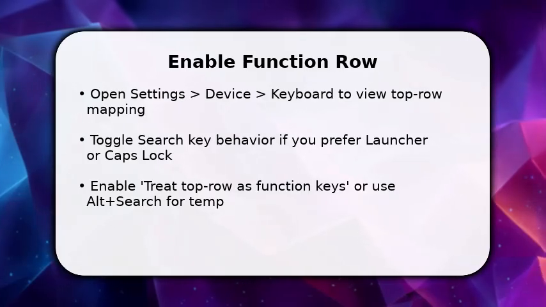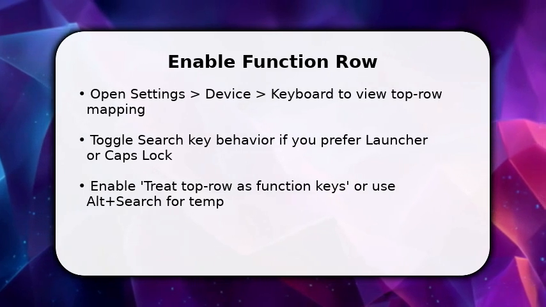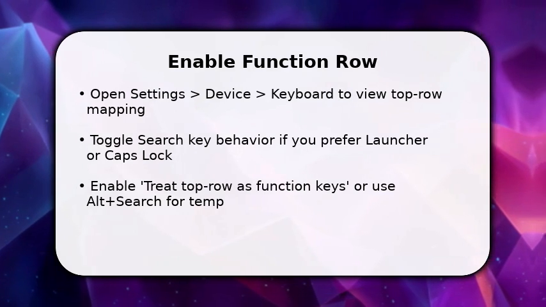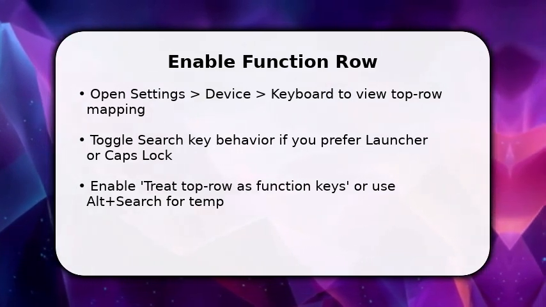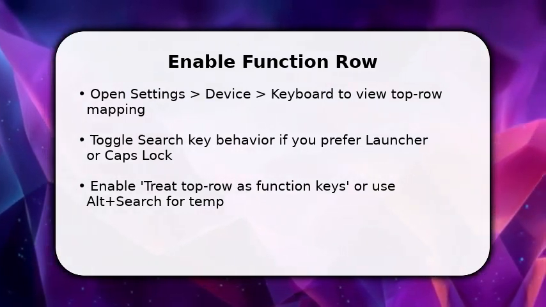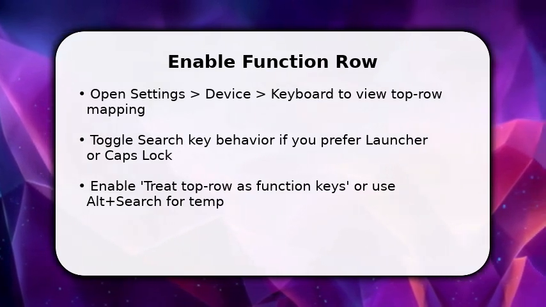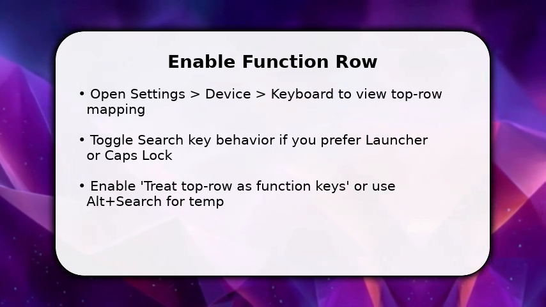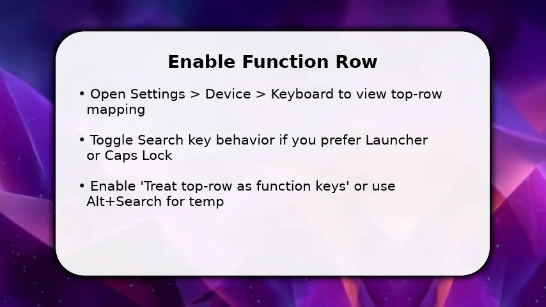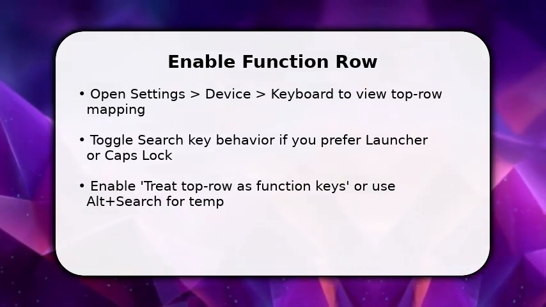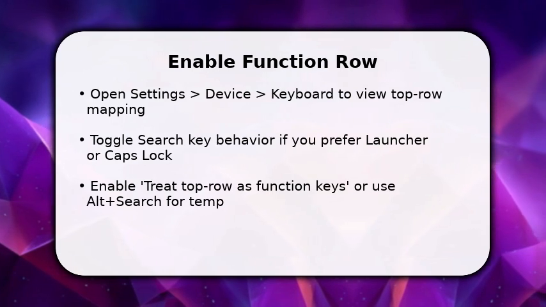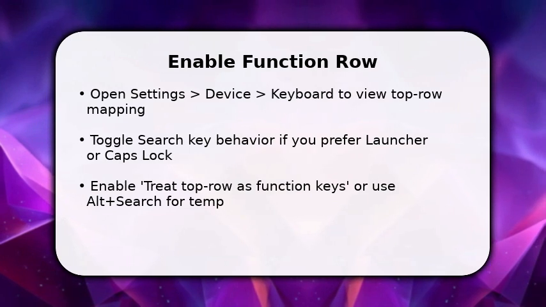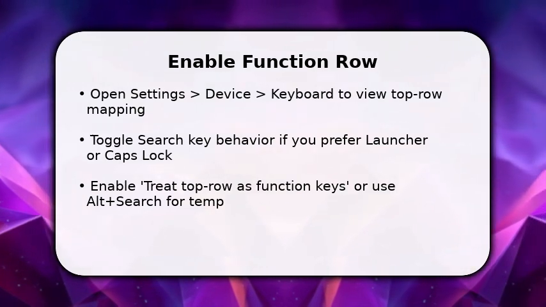You start by enabling the function behavior so keys act predictably. Open Settings, go to Device then Keyboard, and locate the top row options. Once there, switch the toggle to treat the top row as F1 to F12 when you need standard function keys. Make sure to note the search key mapping. Change it to Caps Lock or another modifier if you prefer a physical alternative. These steps let you use shortcuts in apps and developer tools without extra extensions or external keyboards.